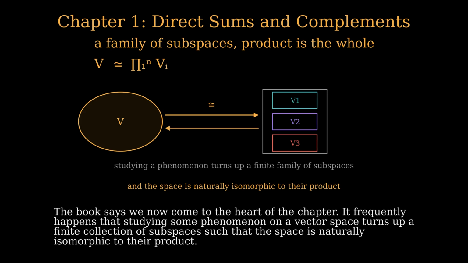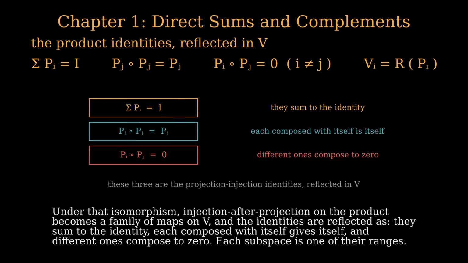The book says we now come to the heart of the chapter. It frequently happens that studying some phenomenon on a vector space turns up a finite collection of subspaces such that the space is naturally isomorphic to their product. Under that isomorphism, injection after projection on the product becomes a family of maps on V, and the identities are reflected as they sum to the identity.